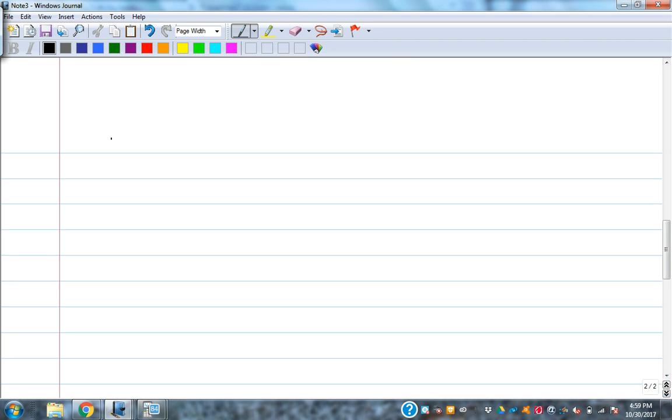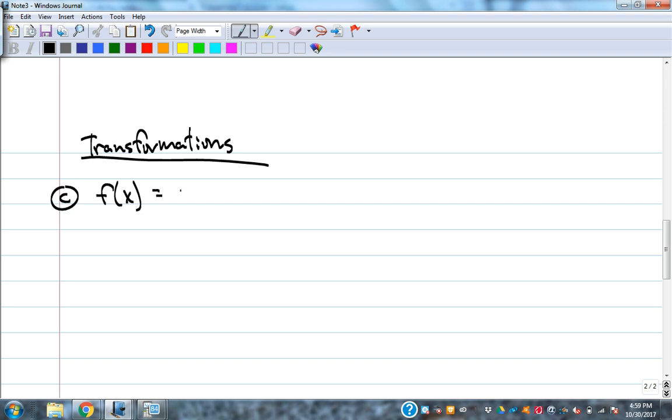Let's recall some ideas about transformations. Say we had 2 to the x plus 4. What does that do to the graph of 2 to the x, the adding the 4 on the outside there? It's a shift up 4 units.